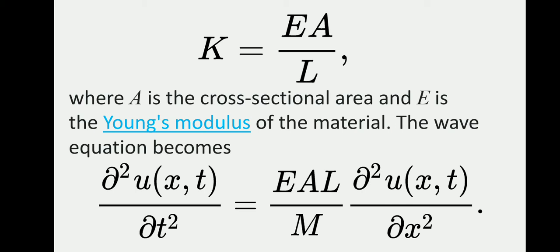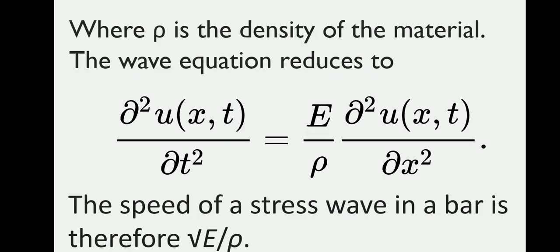The wave equation becomes dou square u of x comma t by dou t square is equal to E A L by m into dou square u of x comma t by dou x square, where rho is the density of the material. The wave equation reduces to dou square u of x comma t by dou t square is equal to E by rho dou square u of x comma t by dou x square. The speed of a stress wave in a bar is therefore square root of E by rho.